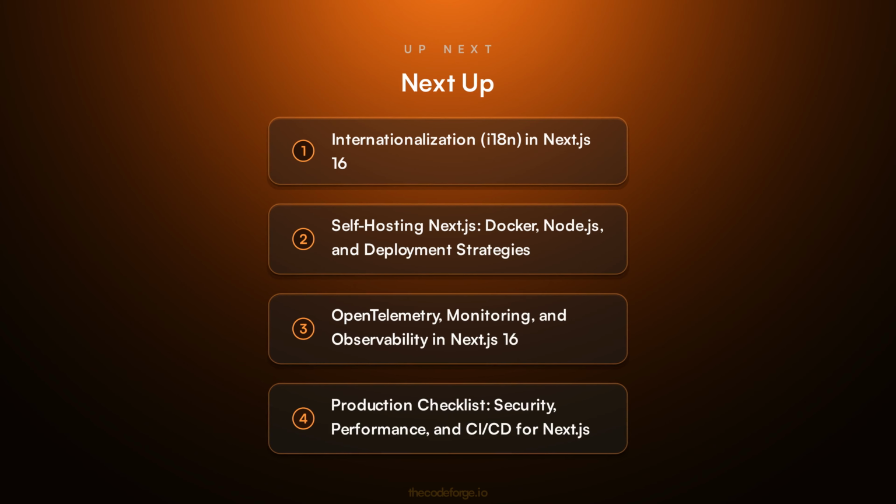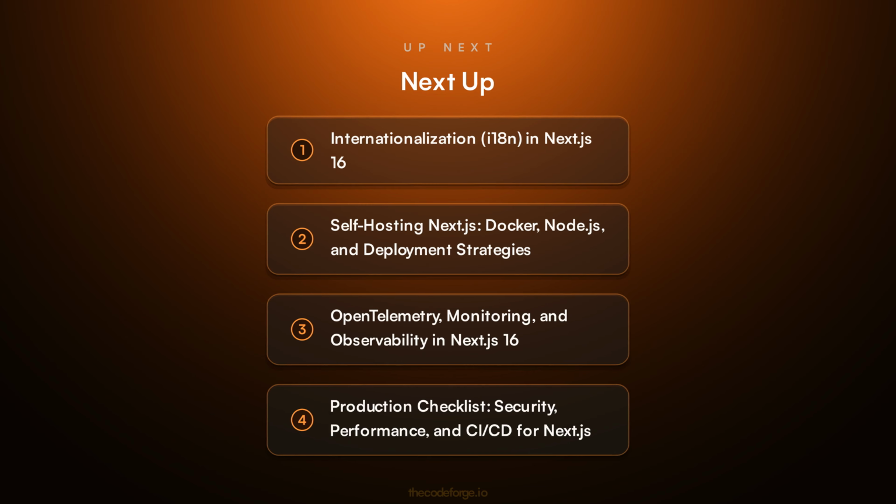Ready to go deeper? Up next: internationalization (i18n) in Next.js 16, then self-hosting Next.js with Docker, Node.js, and deployment strategies, then OpenTelemetry, monitoring, and observability in Next.js 16, and a production checklist covering security, performance, and CI/CD for Next.js.